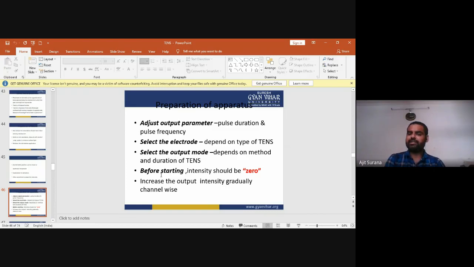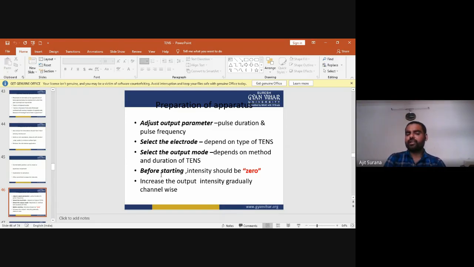The second step is to select the electrodes, depending on the type of TENS. Then we select the output mode, which mainly depends on the method and the duration of the TENS.